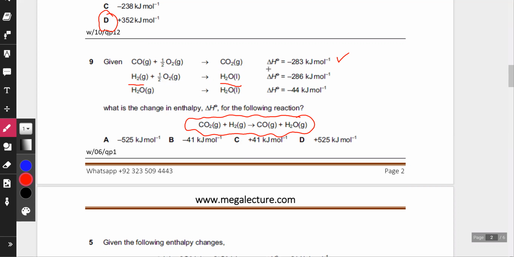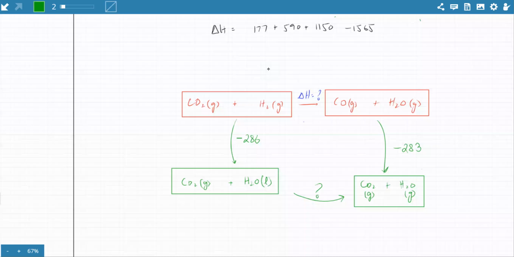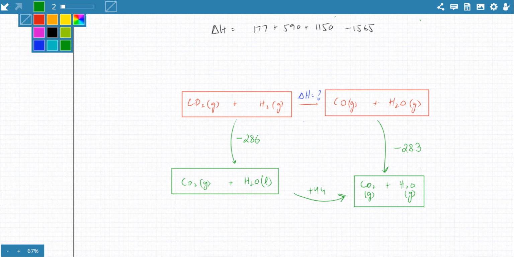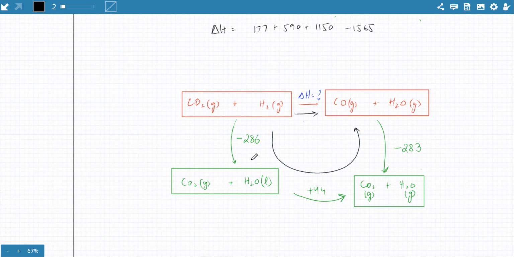But you're going in the backward direction, right? So it's going to be plus 44. So this path over here would be plus 44. Now if you focus on the arrows, one path is equal to the other path. This is the path that you want to figure out, and this over here is your other path, right? And the two enthalpy changes would be exactly the same.